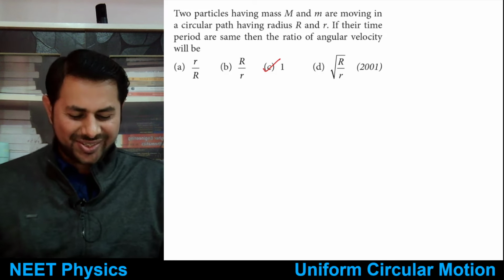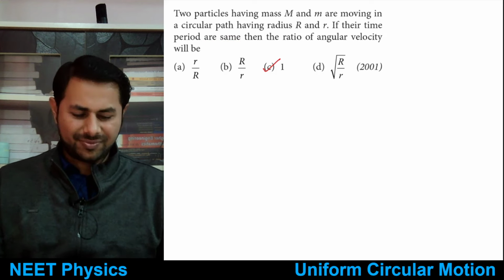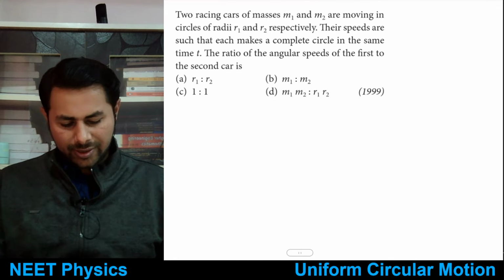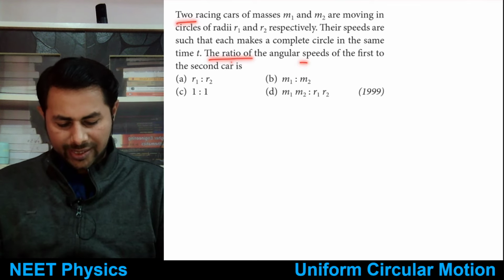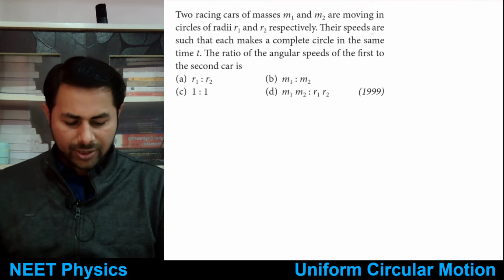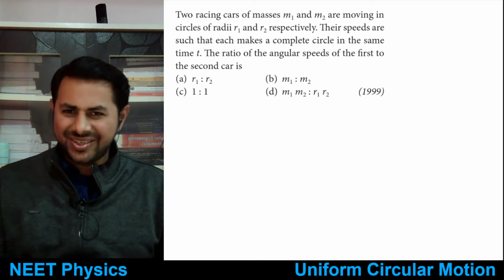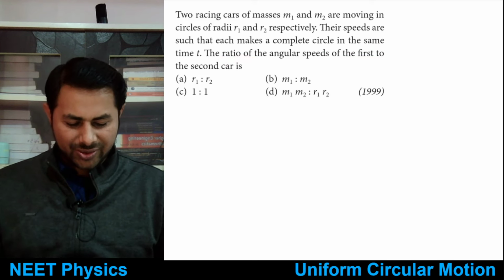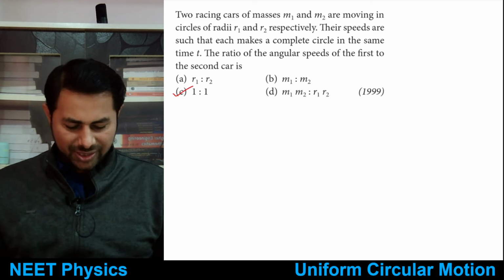Slightly different, but in both of the questions they are saying the period is the same, right? Then is it the same question? Two racing cars of masses m1 and m2 are moving in circles of radius r1 and r2 respectively. Their speeds are such that each makes a complete circle in the same time T. So the ratio of angular speeds of first to second car is 1:1. Yeah, good, Nikita. Option C.